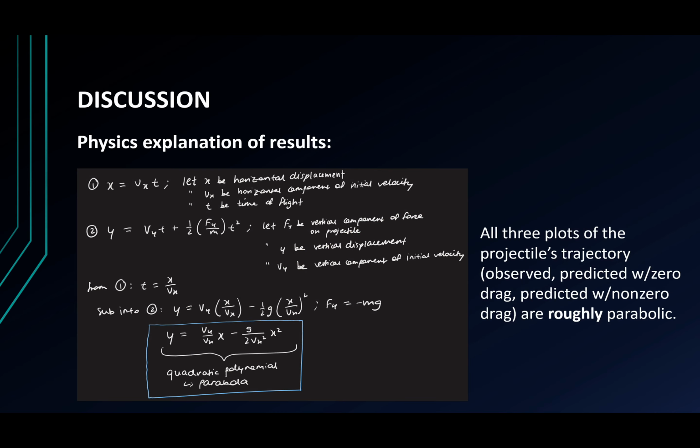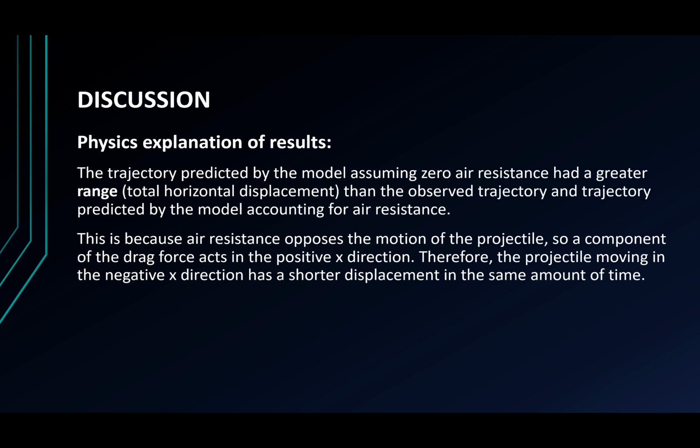Here's the physics explanation for why all 3 plots of the projectile's trajectory are roughly parabolic. These kinematic equations apply to motion under a constant net force and therefore apply to the model assuming zero air resistance. Note here that the equation relating the vertical and horizontal displacement is a quadratic polynomial, which is a parabola when graphed. The trajectory predicted by the model assuming zero air resistance had a greater range than the other 2 plots. This is because air resistance opposes the motion of the projectile, so a component of the drag force acts in the positive x direction. Therefore, the projectile moving in the negative x direction has a shorter displacement in the same amount of time.